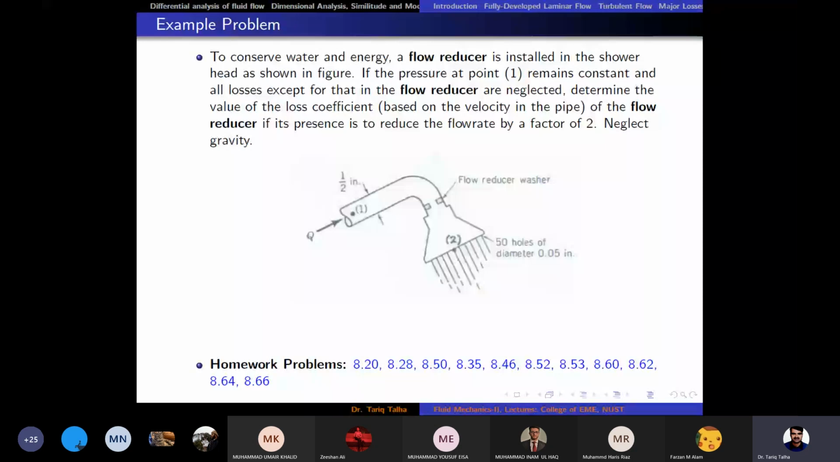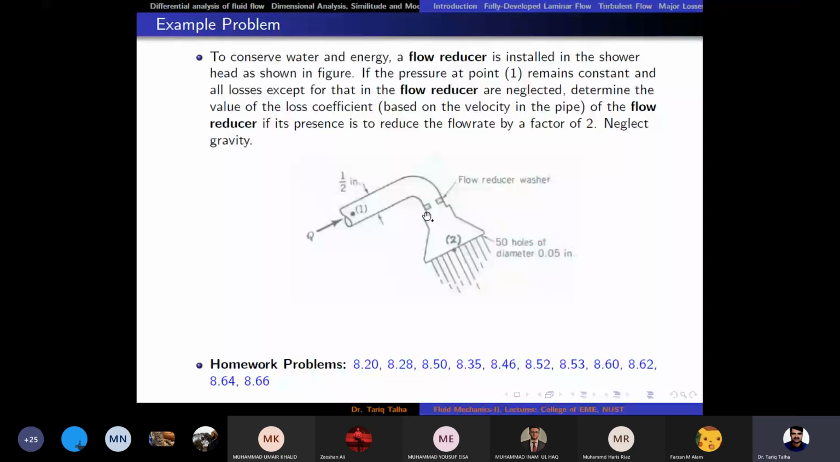So now in this shower, to control the volume flow rate, we usually control it by the valve installed at our height, but in modern showers they can also control it by using a flow reducer, which is installed directly above where the diffuser part of the shower is installed. So you can see that the flow reducer washer they have put it here.